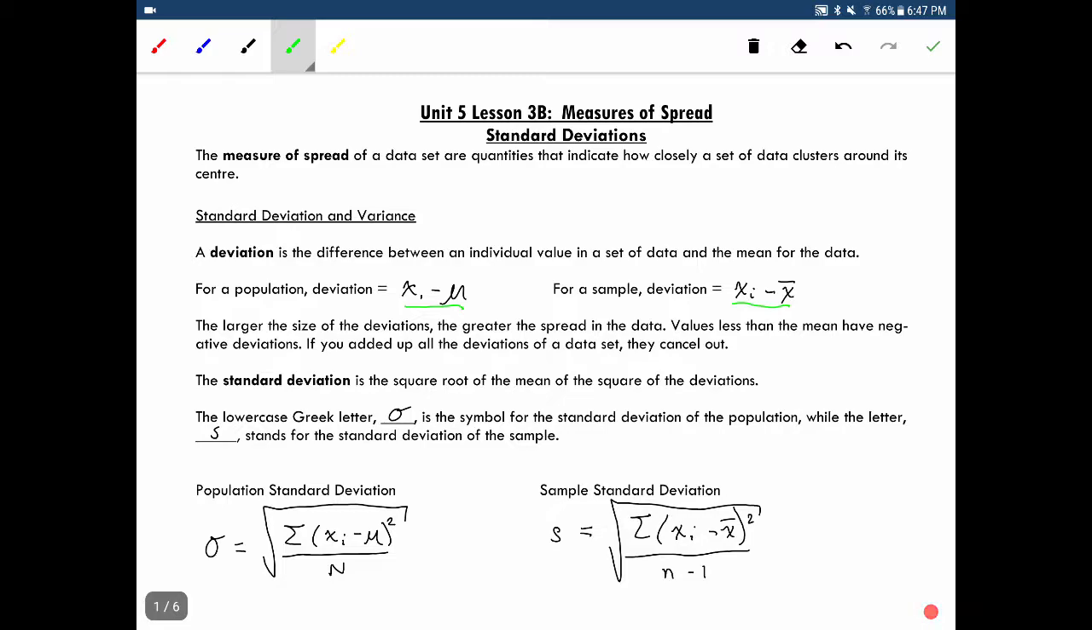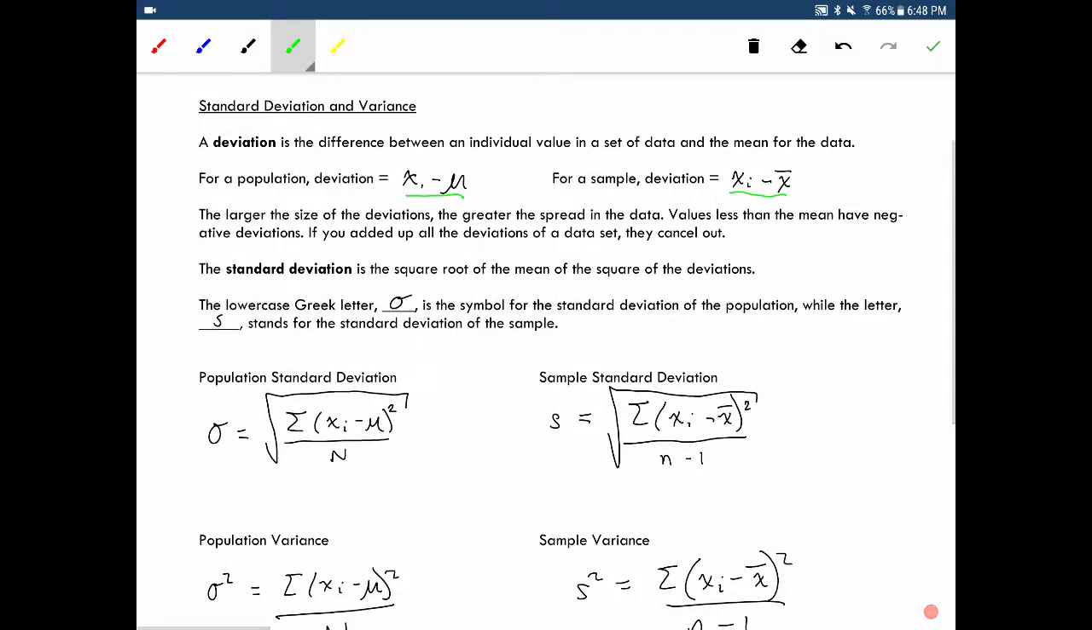The larger the size of the deviations, the greater the spread of the data is. Values less than the mean will have a negative deviation. And if you were to add up all of the deviations for an entire data set, they'll all add up to 0. They'll cancel out. So the standard deviation is the square root of the mean of the square of the deviation, which sounds incredibly simple, and I'm sure it makes perfect sense. But basically, it's just a way that we can describe data to give this measure of spread. The bigger the standard deviation, the more spread out the data is.